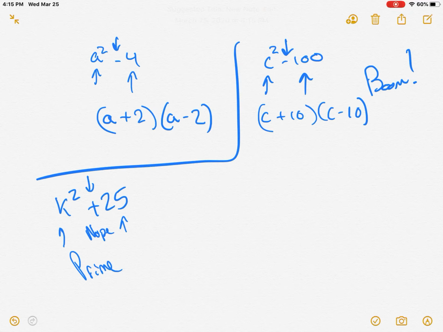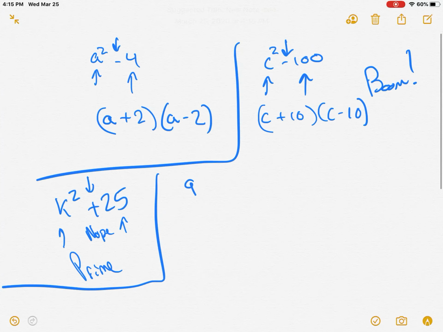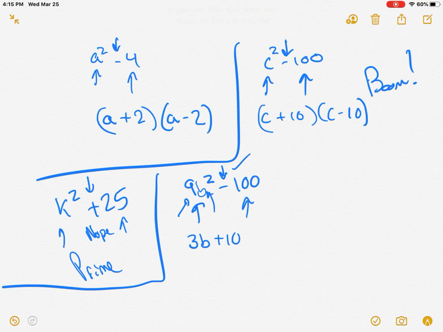Now you gotta be saying, Coach Murphy, this has to get more difficult. Yeah, it's math, bro. So 9b squared minus 100. Do we have a subtraction sign? Yep. Can we do the square root of both? 9 is a perfect square, and we can get a perfect square out of b squared. The square root of 9 is 3, the square root of b squared is b, and the square root of 100 is 10. So 3b plus 10 times 3b minus 10.